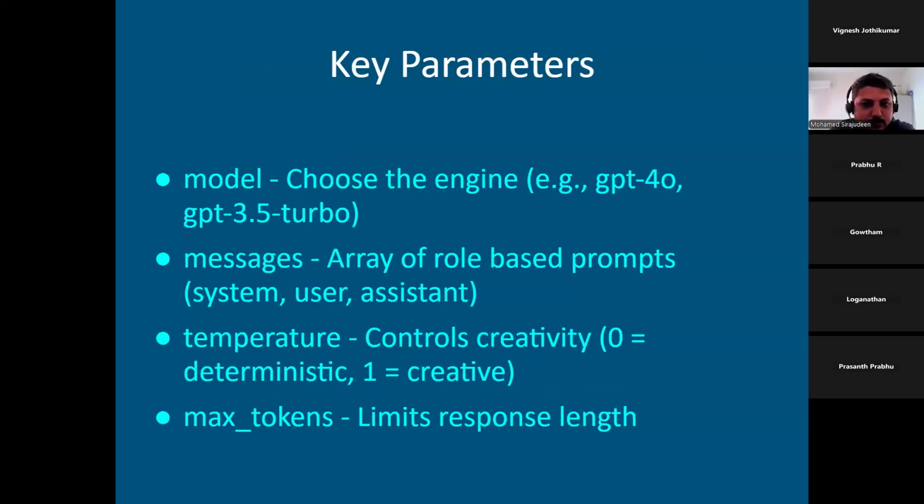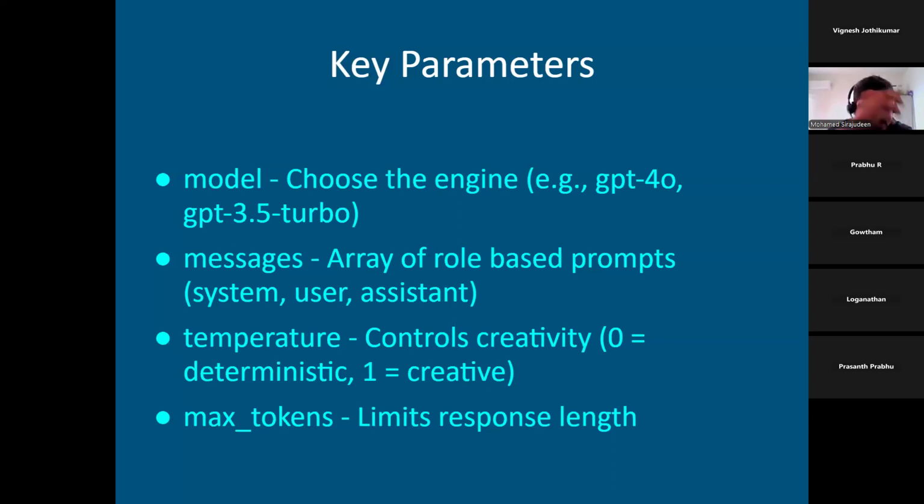So we have some key parameters that we have to pass. First of all, we have to pass which model we are using. We are using GPT-3.5. If we are a pro or premium user, we can use 4o as well, and the other GPT-4 models. And we have to pass some messages. Messages are role-based prompts. The roles are system, user and assistant.